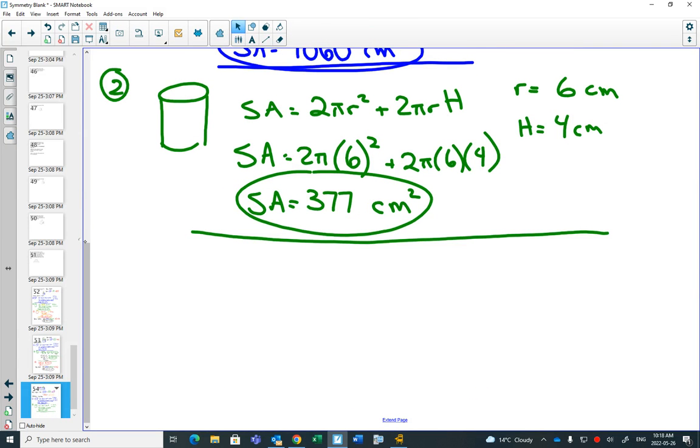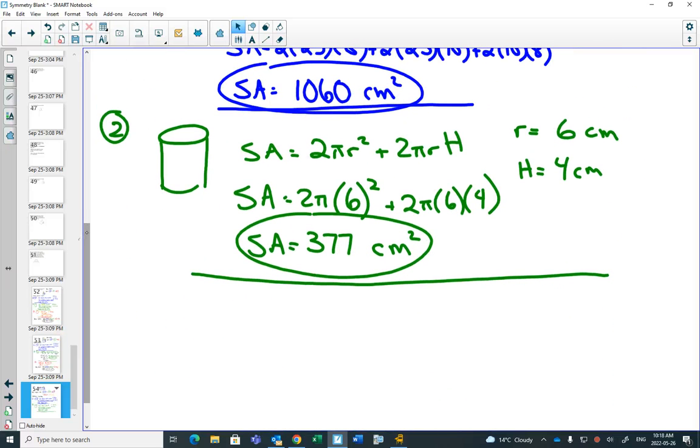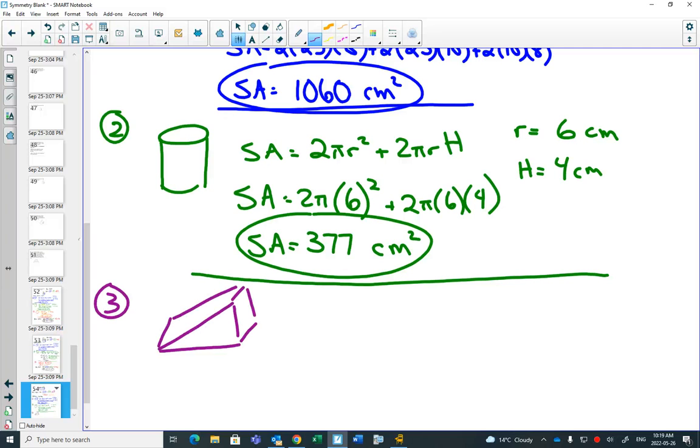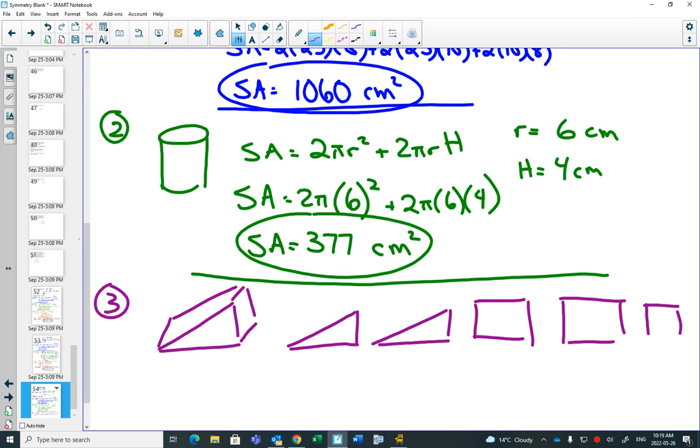Idea number 3. What color was I on for 3? Purple. So just add all the sides. Or add all the areas. Okay. Surface area formula for this one says take all of your shapes. So we would have, can you see that you would have 2 triangles and 3 rectangles. Well, one looks almost like a square, but we'll see what the measurements are.